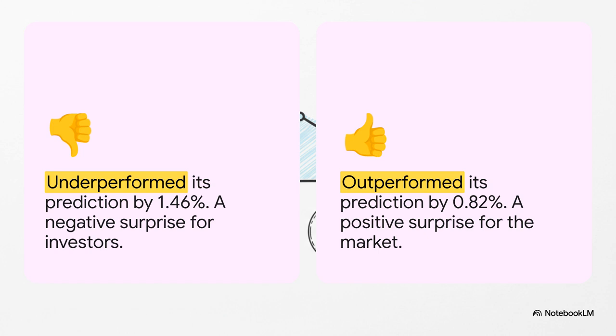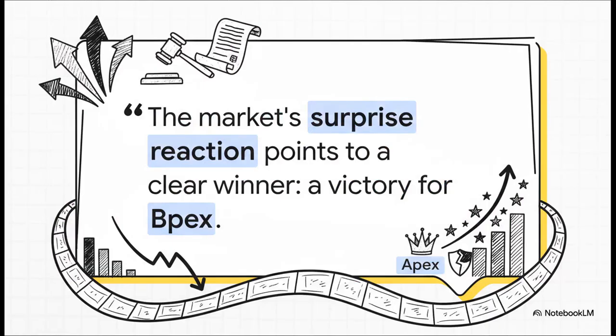BPEX, on the other hand, did the opposite. It outperformed its prediction. The market expected about 2.3%, and it delivered over 3%. It's really simple when you look at it. One company delivered a negative surprise, and the other delivered a positive one. Based on this evidence, our verdict is clear. The market's reaction tells us everything we need to know. That positive shock for BPEX and the negative one for Apex can only mean one thing. BPEX won the lawsuit. The ticker tape told us the story before the headlines even could.